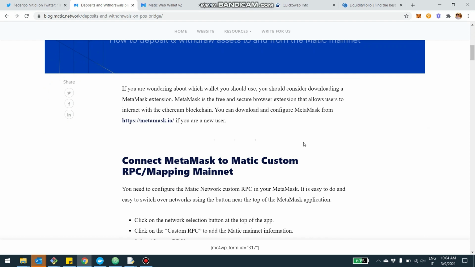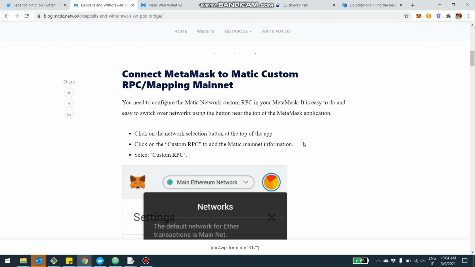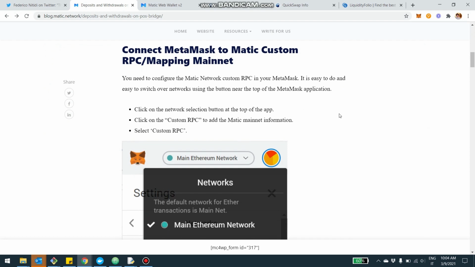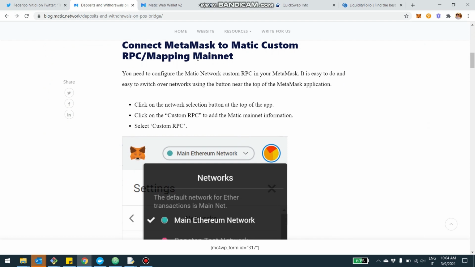So it's really just an extension of Ethereum, the way I see it. And I think it's going to get a lot of adoption. So how you can use it. Essentially, if you're using MetaMask, there are all sorts of guides, and maybe I'll post this article in the comments down below.